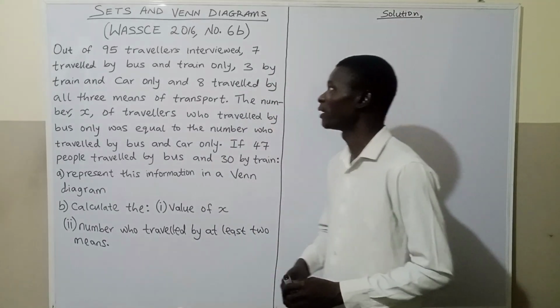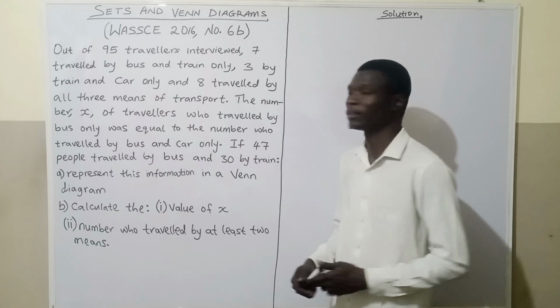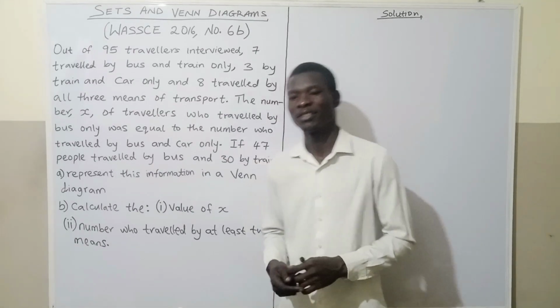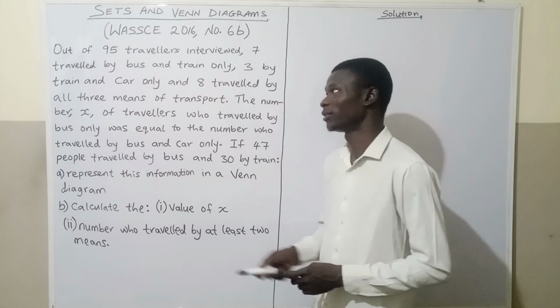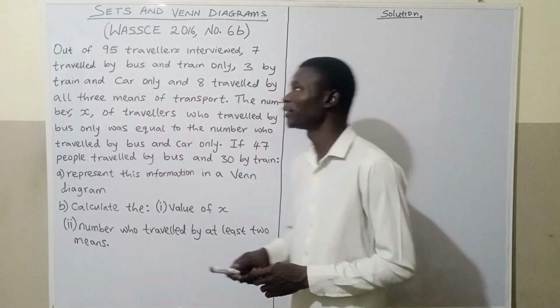So today we have WASSCE 2016 number 6B, WAEC 2016 number 6B, and the question on it is still on set and Venn diagram. So very quickly we'll be running through this.